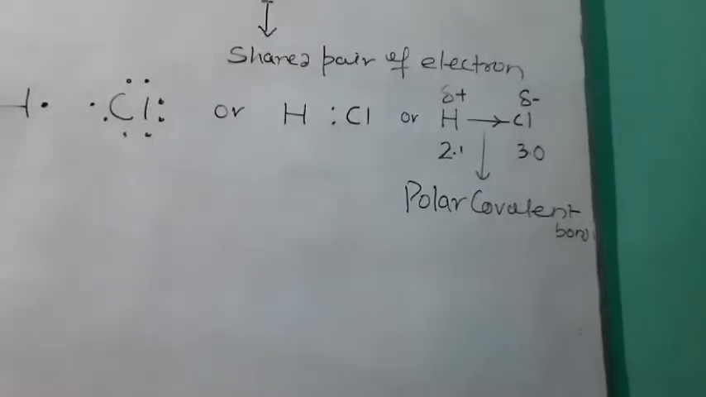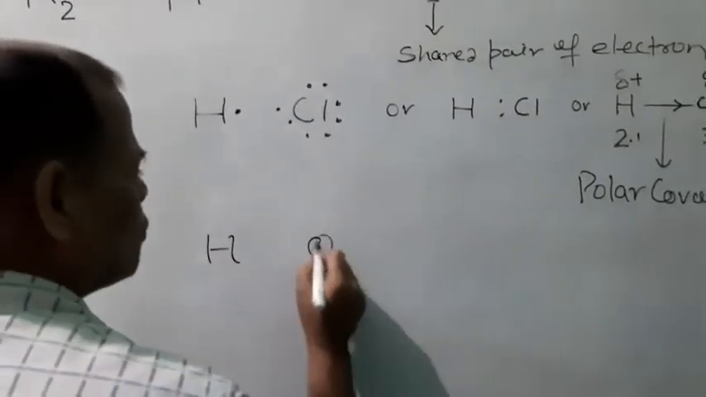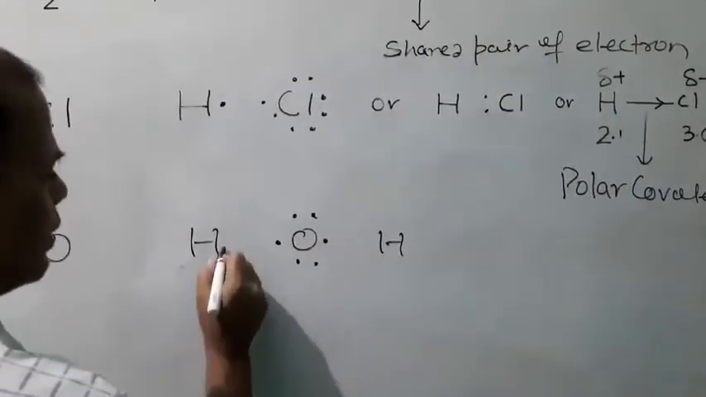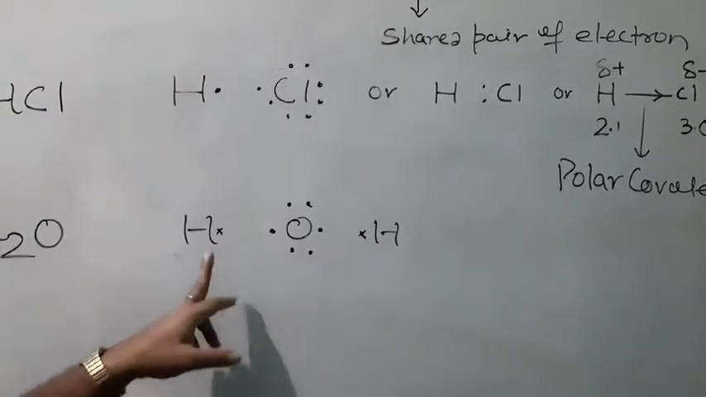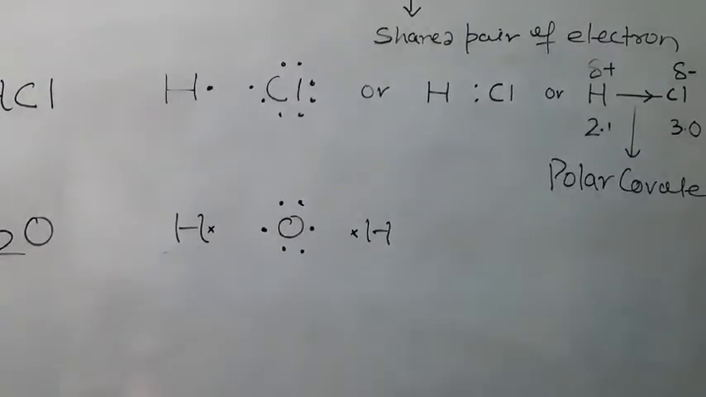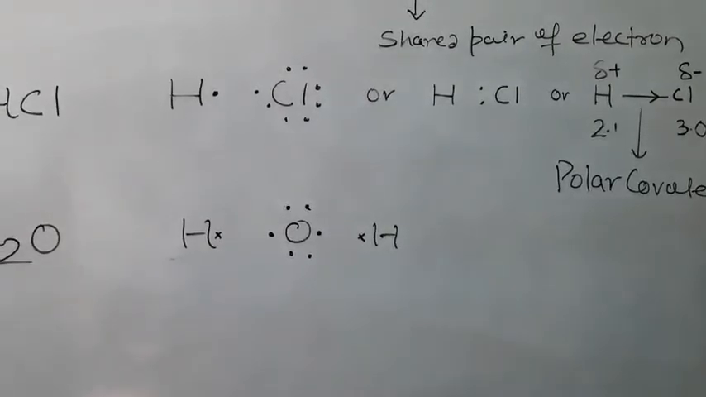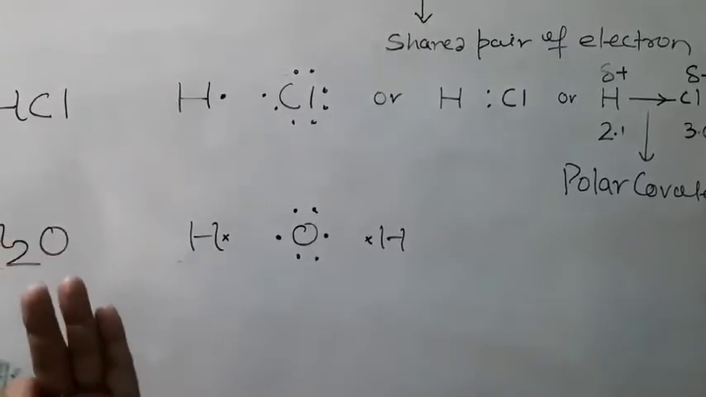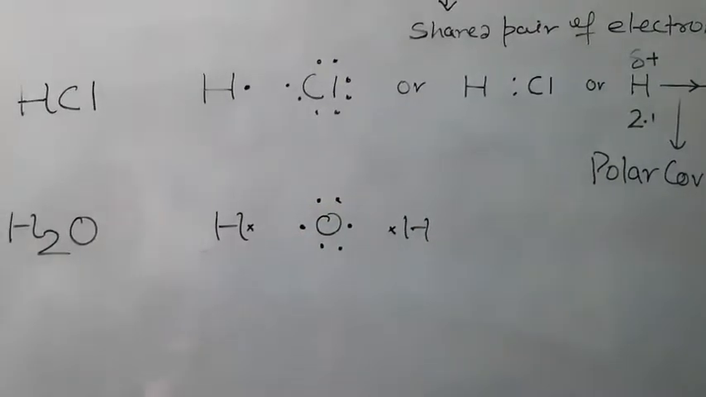Similarly, if you talk about H2O, here also hydrogen, oxygen, hydrogen. Oxygen has electrons in its outermost shell, and each hydrogen has one electron. Once again, here oxygen has a greater electronegativity value. Electronegativity value of oxygen is 3 and hydrogen, as we have discussed, is 2.1.